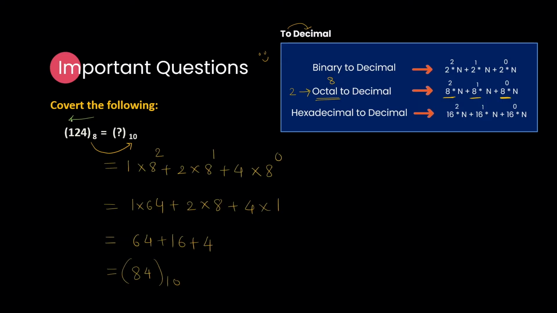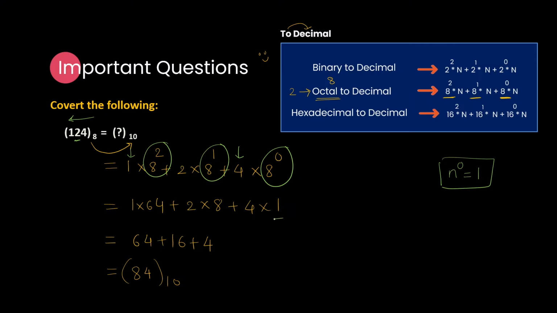Starting from right, the first digit is 4. So the positional value will be 8 to the power 0. The second digit is 2. The positional value is 8 to the power 1. Finally, we have digit 1. The positional value is 8 to the power 2. We have studied in maths that any number has power 0 will be 1. That's why 8 to the power 0 will be 1. 8 to the power 1 will be 8. 8 to the power 2 means 8 square will be 64. So 1 into 64 will be 64.